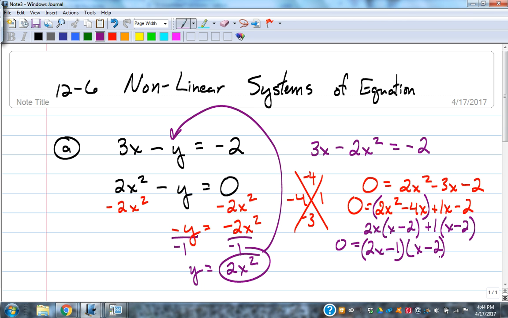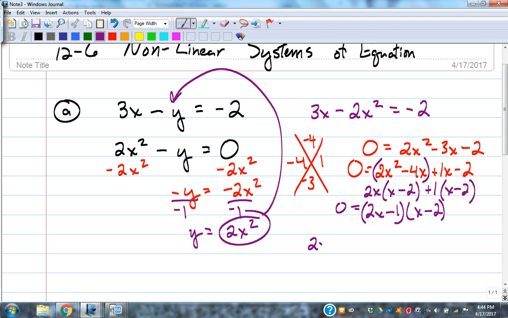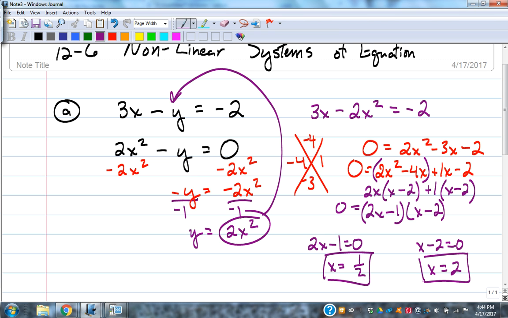I could have done quadratic formula there. x equals -b plus or minus the radical of b squared minus 4ac, divided by 2a. I could have done that as well on the one in red there, 0 equals 2x squared minus 3x minus 2. I could have done that and gotten the same two answers that I'm going to get here by factoring. 2x minus 1 equals 0, so that'd be x is equal to 1/2. And then x minus 2 equals 0 would be x equals 2. That gets me two x answers.